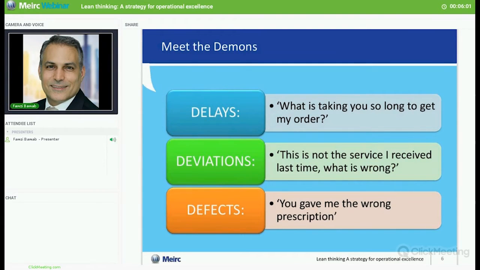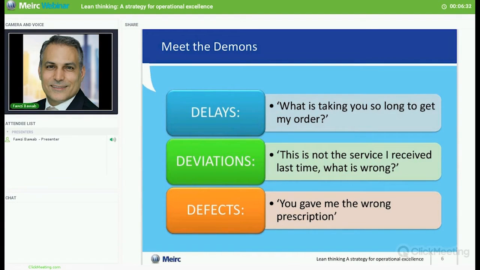So maybe there is a huge variation in your processes that is creating a lack of consistency. We as users always want consistency. Maybe you're giving me the wrong order, the wrong prescription, the wrong output. Well, this is what we call a defect. All three demons are the main concern of quality professionals. Indeed, Lean is about focusing on one of them, which is delays.